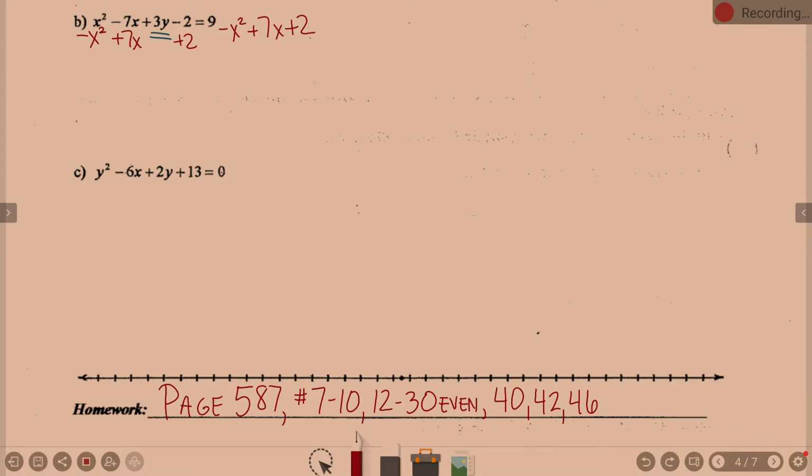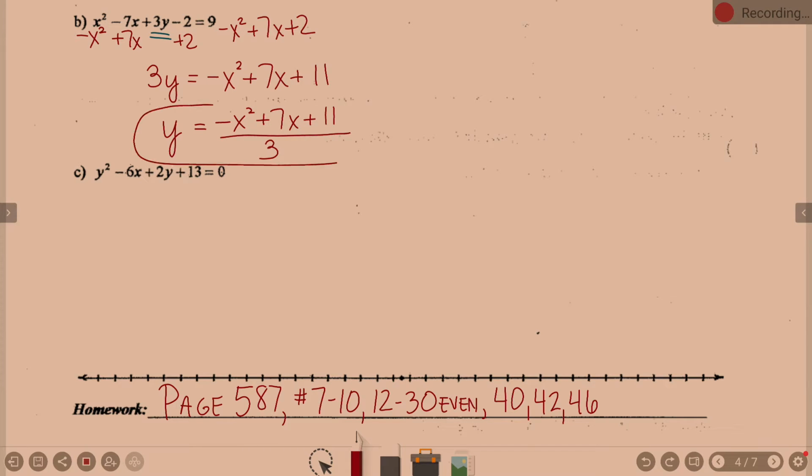When you do that, you're going to have 3y equals the negative x squared plus 7x. And then if you go ahead, 9 plus 2 is 11. What do you do to solve for y? You're going to divide by 3. And based on the fact that I'm putting this into a calculator, I would just leave it as one big fraction. And I would graph it like that. Okay?